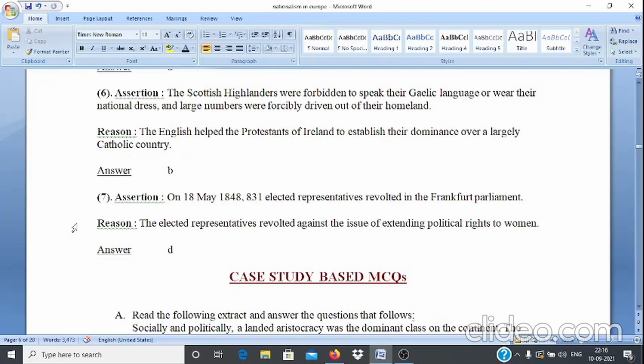Question number 7. Assertion. On 18 May 1848, 831 elected representatives revolted in the Frankfurt Parliament. Reason: the elected representatives revolted against the issue of extending political rights to women. And here answer is D. That means neither assertion nor reason is true. That means both the statements are wrong.